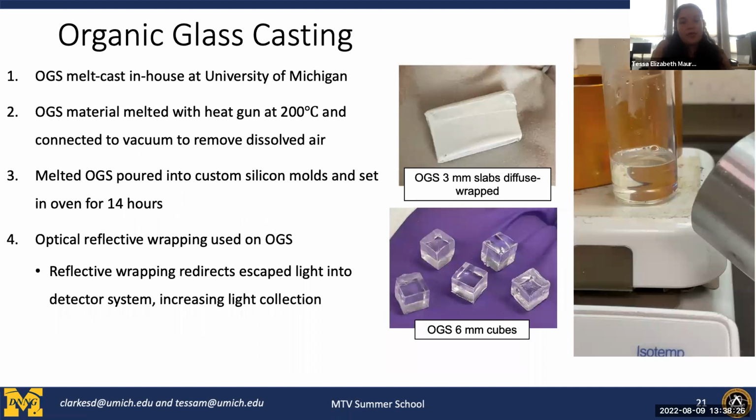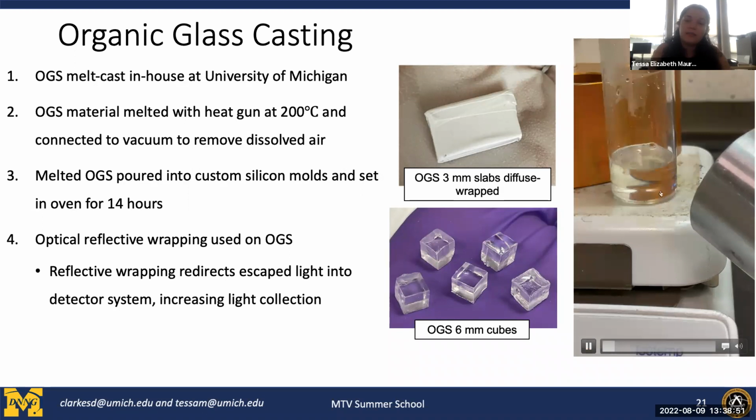We get the raw material from Sandia National Laboratories, but everything else we do in-house. We get the glass in these little vials, and they're basically just little shards. We melt the material with a heat gun and a hot plate at 200 degrees Celsius, and we connect it to a rough vacuum to remove any dissolved air. I've got a video here to show that process.